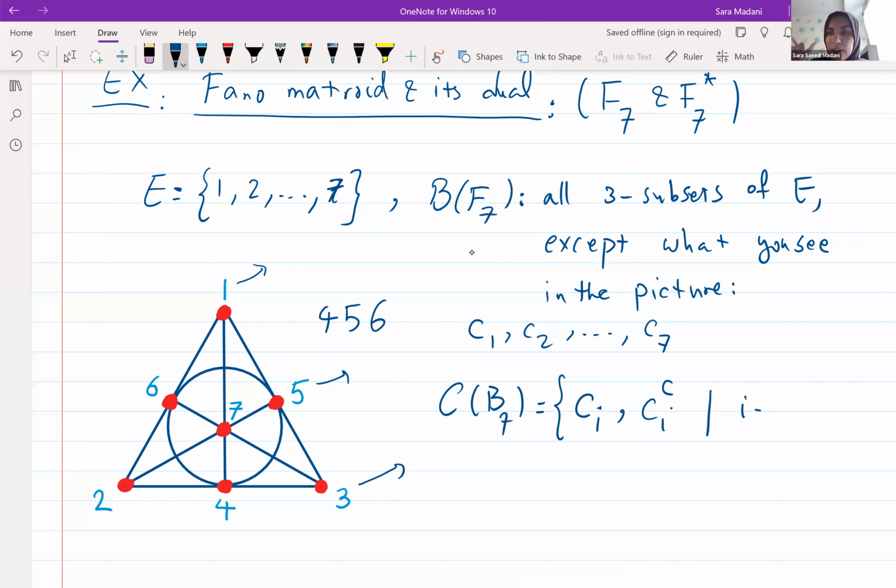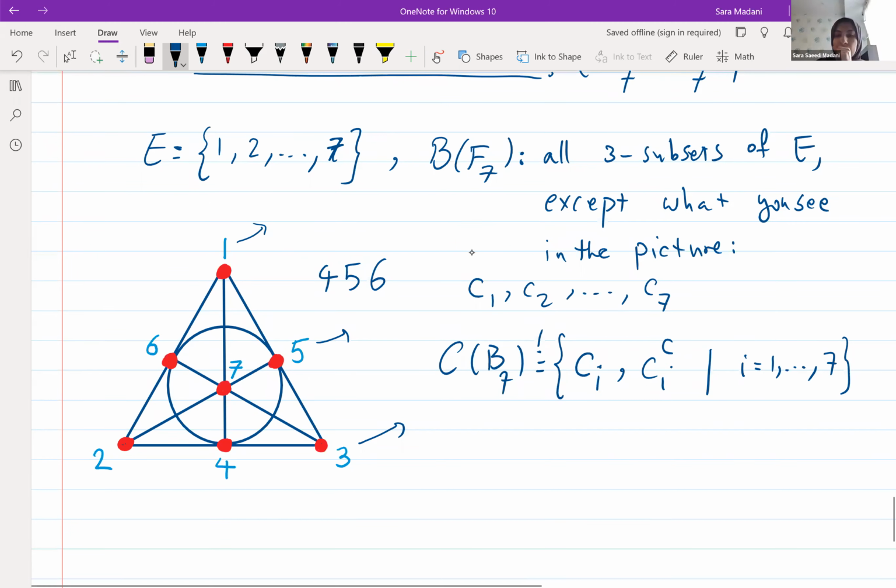So I have a ground set E. I have a basis B, consisting of all 3-subsets of E, except the 7 3-subsets shown in the picture. You can easily check, but you need to check really, that the circuits are these three-element subsets of the picture together with their complements, E minus each of them. So they are circuits. Having circuits, for sure, you can also compute cycles and everything else. But for the moment, that's enough for me.